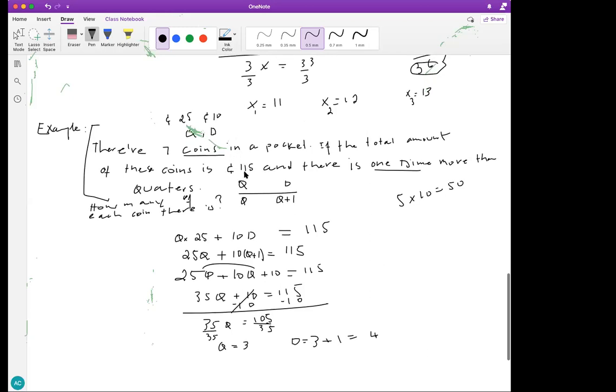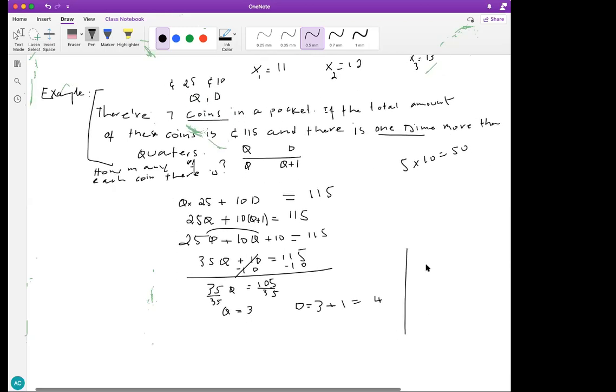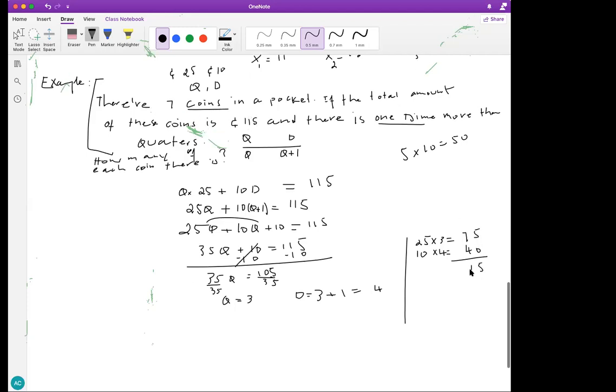Just check, this should add up to 115. So 3 quarters, if you times that by 25 times 3, that's equal to 75. Again, we times the dimes by what? By 4. There are 4 dimes by 10. Each dime has 10 cents. So this will be 40. Does that add up to the sum we talked about earlier? Yes, so this adds up to 115 cents.